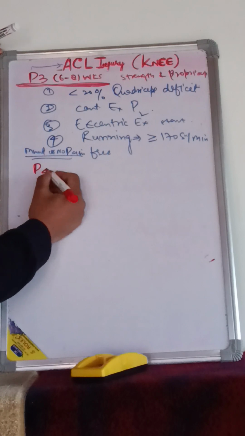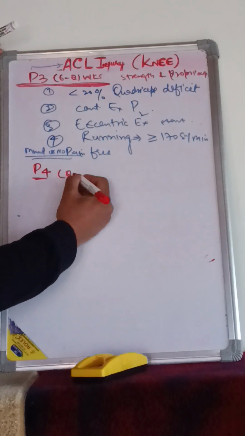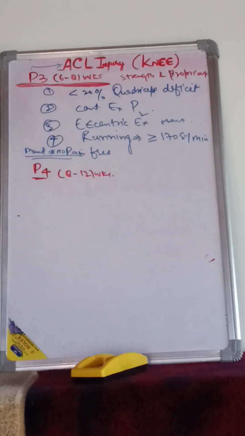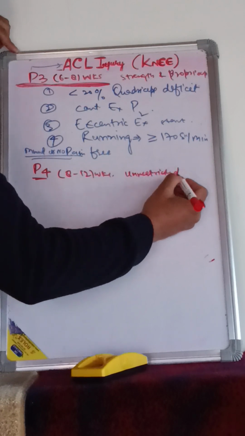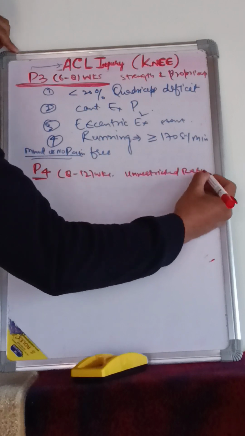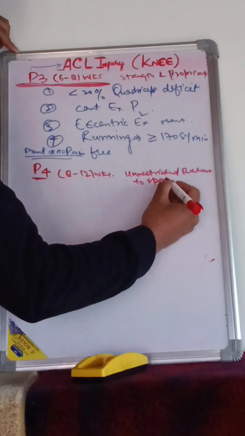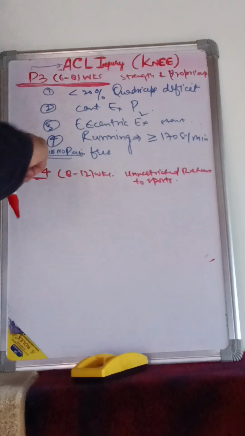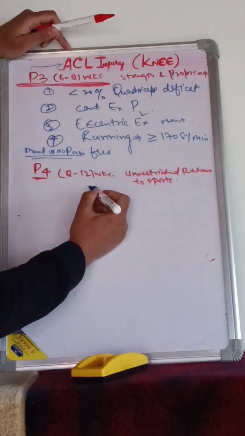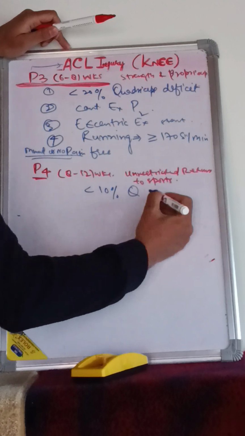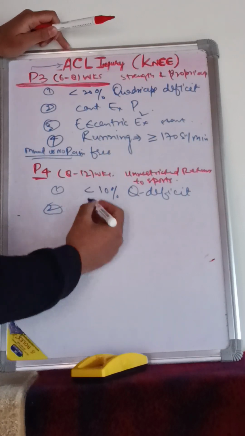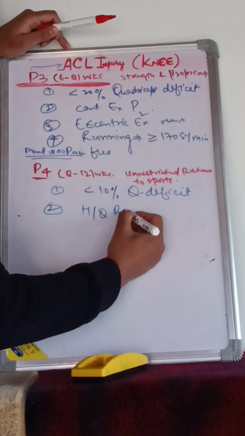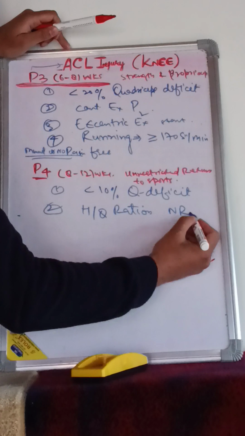Now phase 4 is the last phase and lasts from 8 to 12 weeks, where rehabilitation gets completed. It is also known as the phase of unrestricted return to sports. In this phase you should have less than 10% quadriceps deficit. Number 2, HQ ratio should be normal. What is HQ ratio?